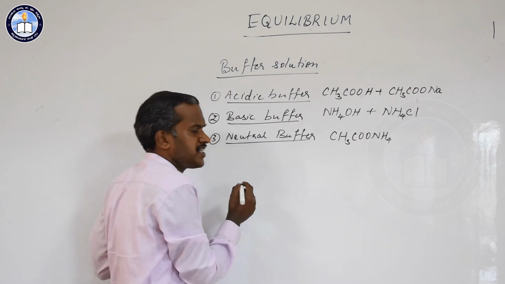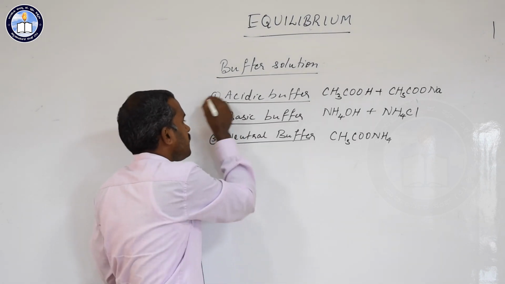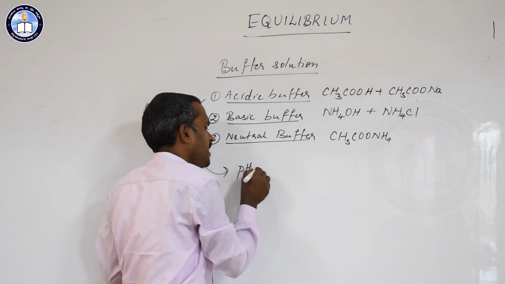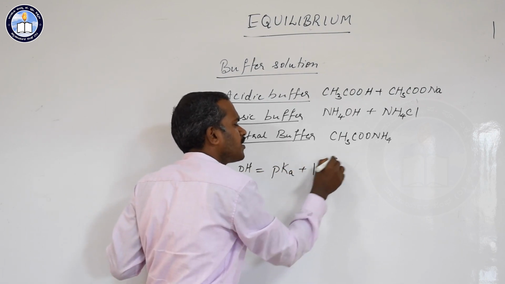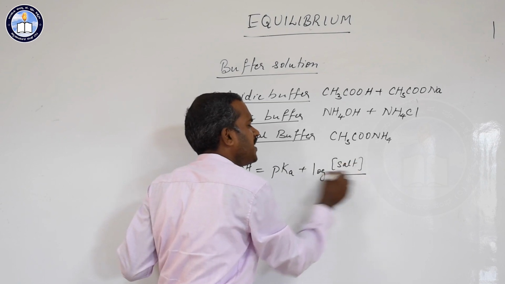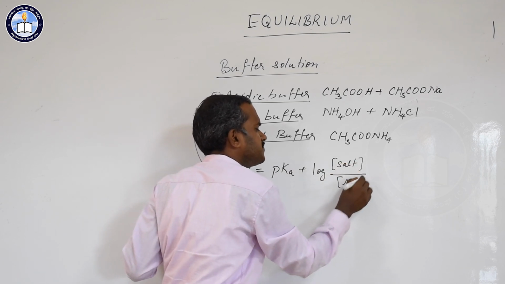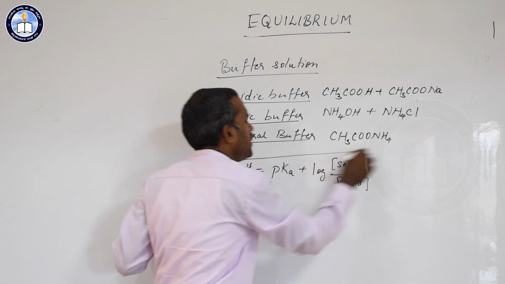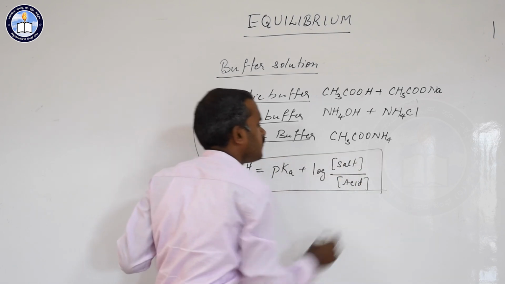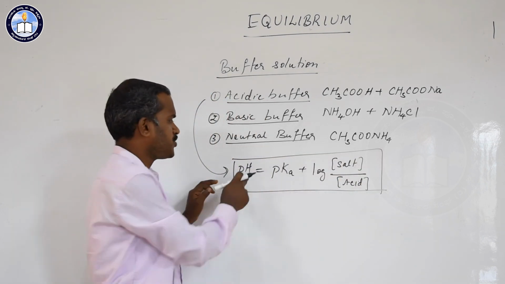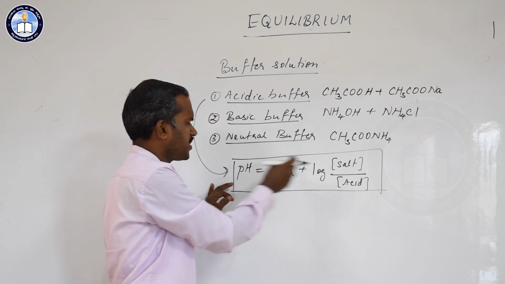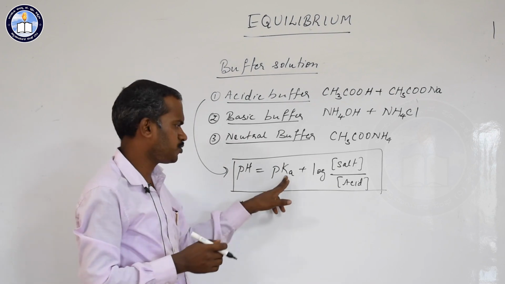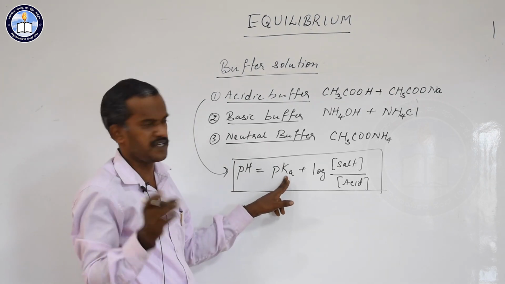So the Henderson-Hasselbalch equation for the acidic buffer we can write as pH is equal to pKa plus log of the concentration of salt divided by the concentration of acid. This is called the Henderson-Hasselbalch equation for an acidic buffer. When all these values are given, you can find out the pH. You know that pKa is minus log to the base 10 of Ka.